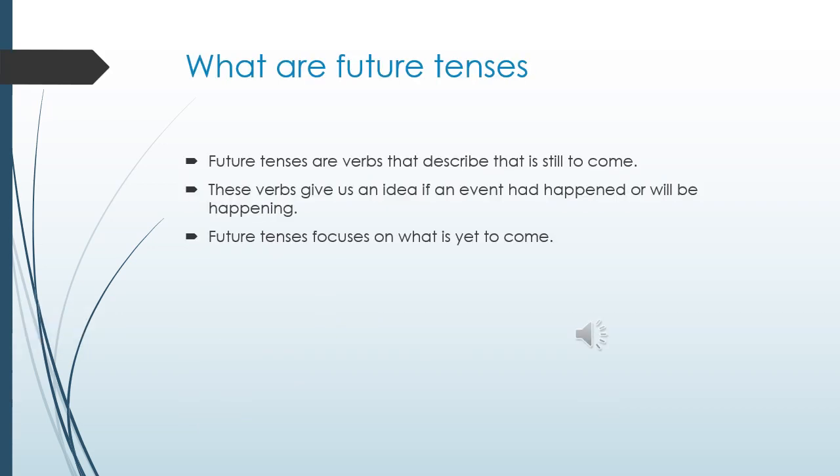What are future tenses? Future tenses are verbs that describe that it's still yet to come. These verbs give us an idea if an event had happened or will be still happening. Future tenses focus on what is yet to come. So the whole point of this is to teach you how to understand what future tenses are and also to show you that it's yet to come.